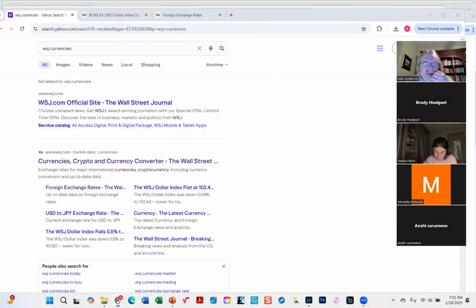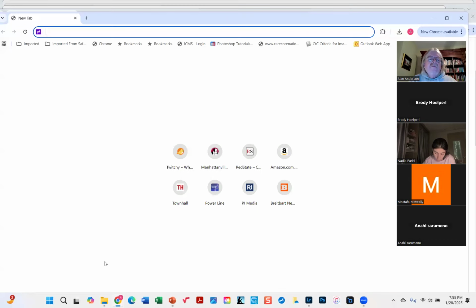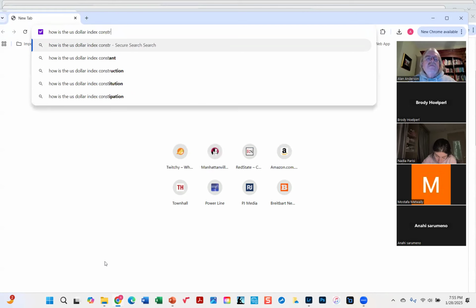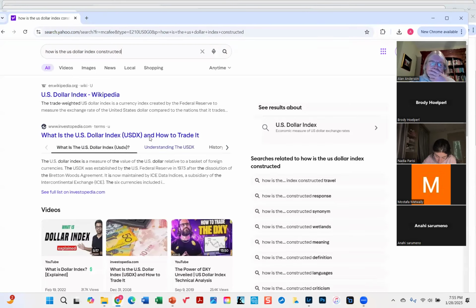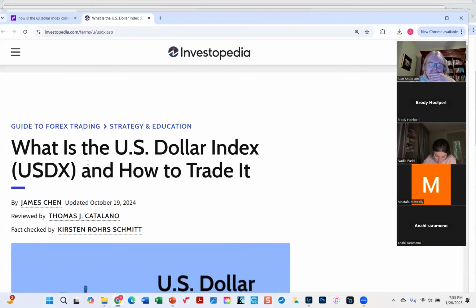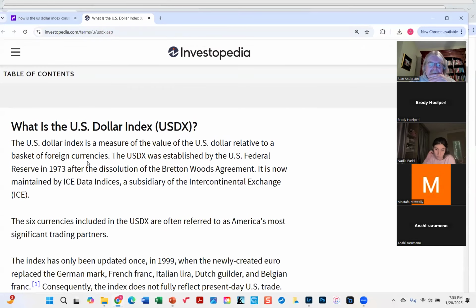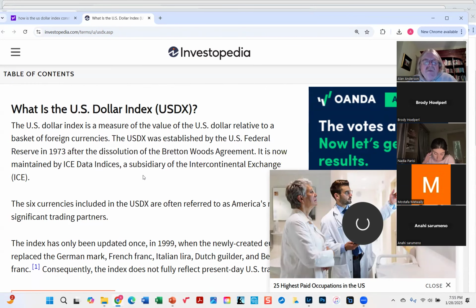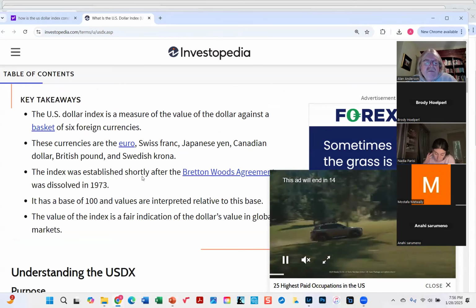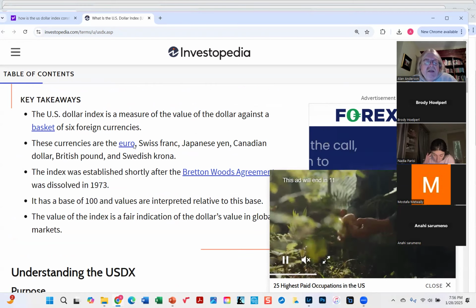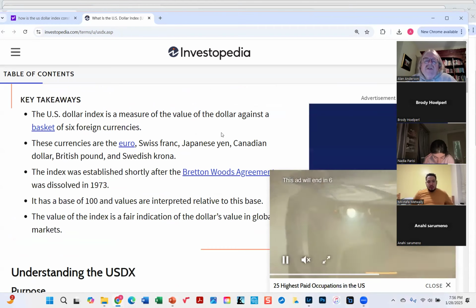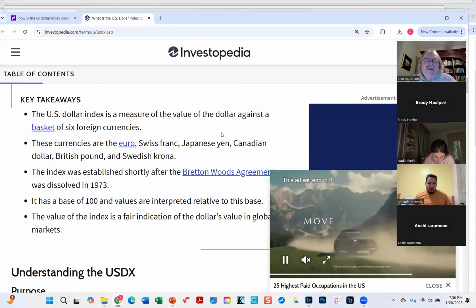So let's see if we can find a definition here. All right, then, here it is. It's the measure of the dollar relative to a basket of foreign currencies. It was created by the Fed, and it's basically the average exchange rate between the dollar and the euro, the Swiss franc, the yen, the Canadian dollar, the British pound, and the Swedish krona.